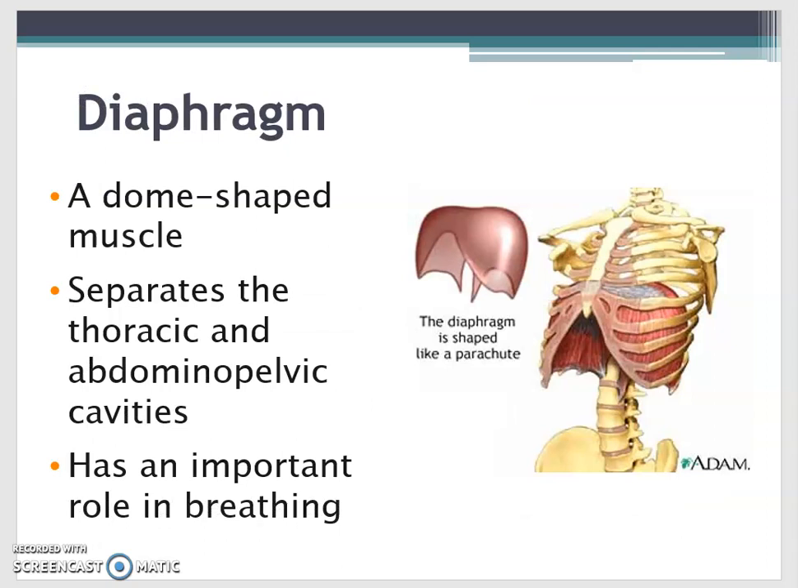Diaphragm, just mentioned it a moment ago, that's that line you see between the thoracic and the abdominal cavities. You're not going to be tested on this word, so just some brief information. It's a dome-shaped muscle, separates thoracic and the abdominopelvic cavities, and has an important role in breathing. Essentially, when the muscle contracts, it pulls the lung fields down. Air enters the lungs. When you breathe out, it relaxes and it rises and it pushes the air out.